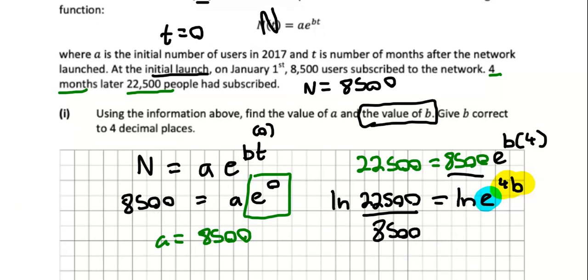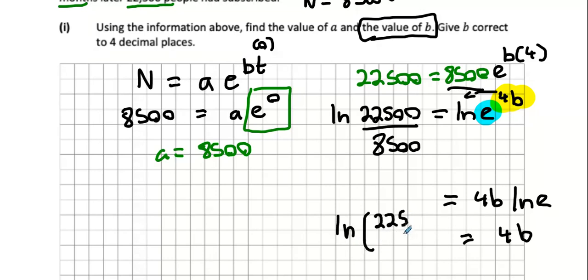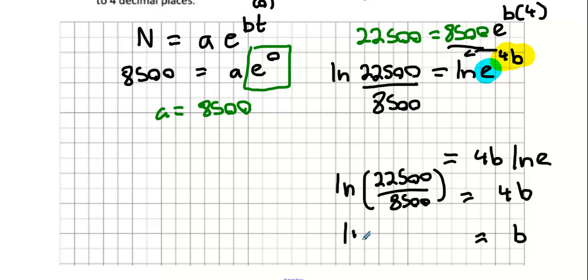So what happens next then, guys? Bring the 4b to the front. What do we get? 4b ln e, which is 4b. And then that's ln 22,500 over 8,500. Okay. And what next? Yeah, move the 4 to get the b on its own. Throw all that into the calculator, and what do you get?